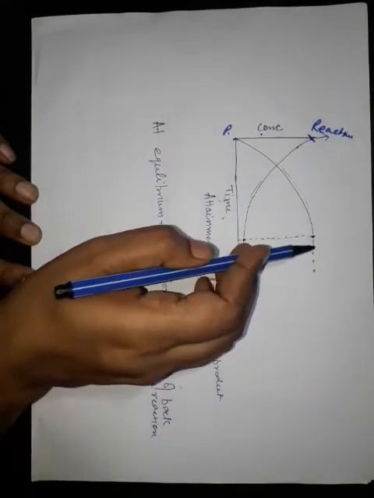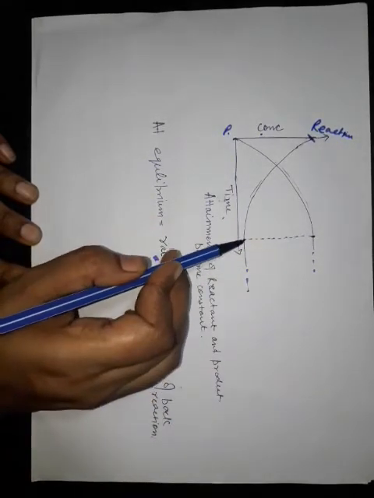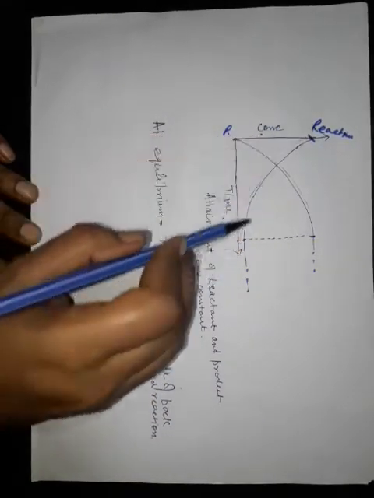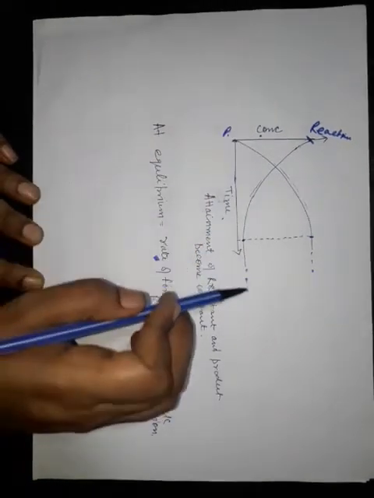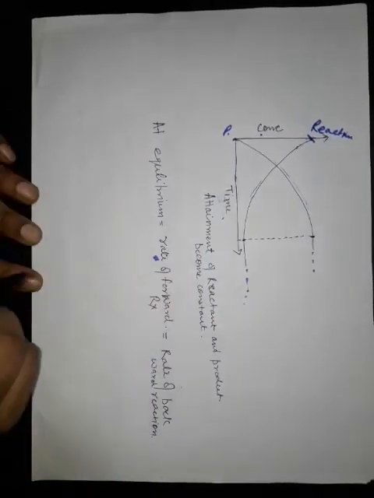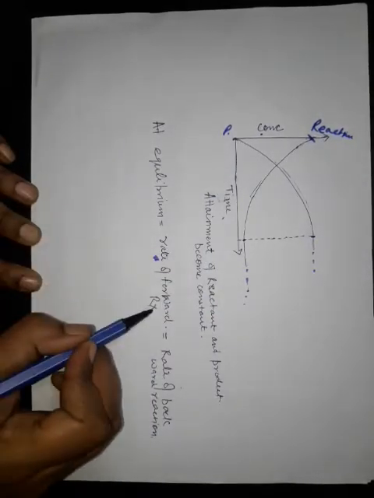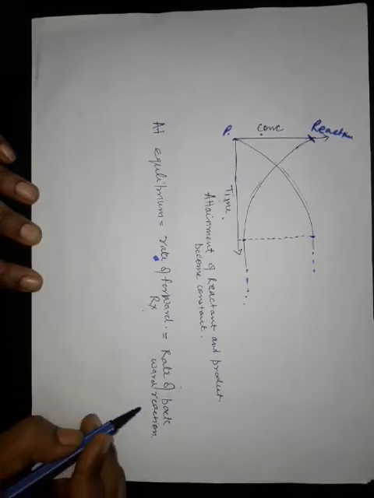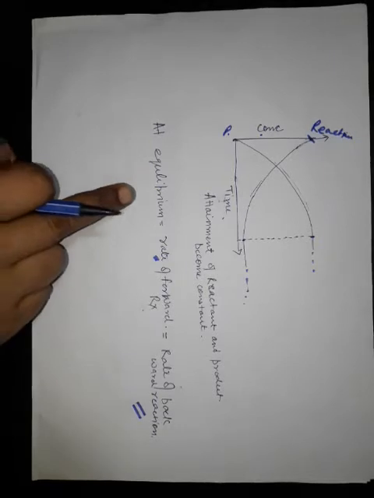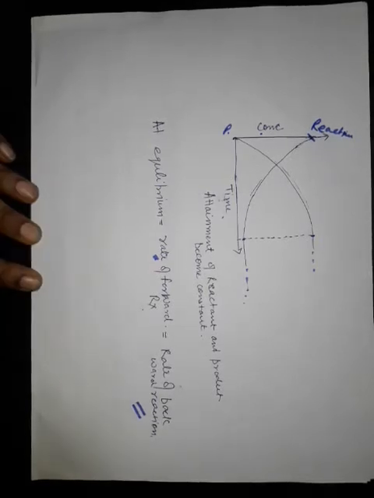Here it becomes constant, and also here the rate, that is concentration by time, becomes constant. That state is called the equilibrium state. At equilibrium, the rate of the forward direction is equal to the rate of the backward direction. That state is called the equilibrium state.